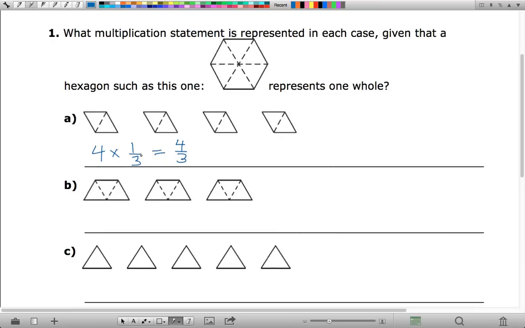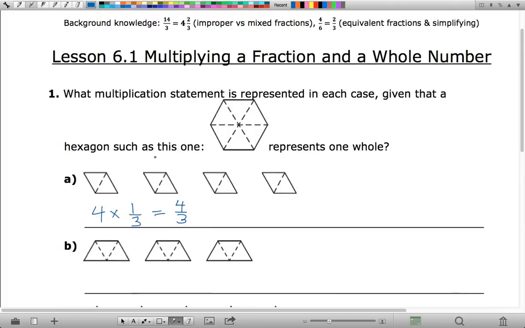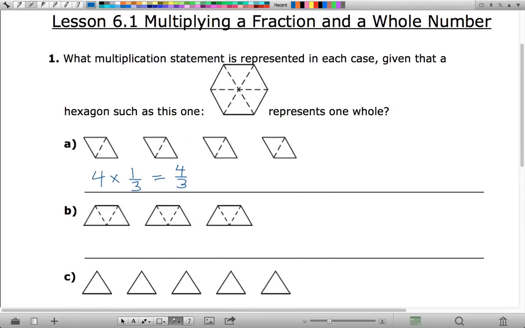So when you have a whole number multiplied by a fraction, you can take that whole number and multiply it against the numerator. Specifically, 4 times 1 gives you the 4 up here, and you keep this as thirds.